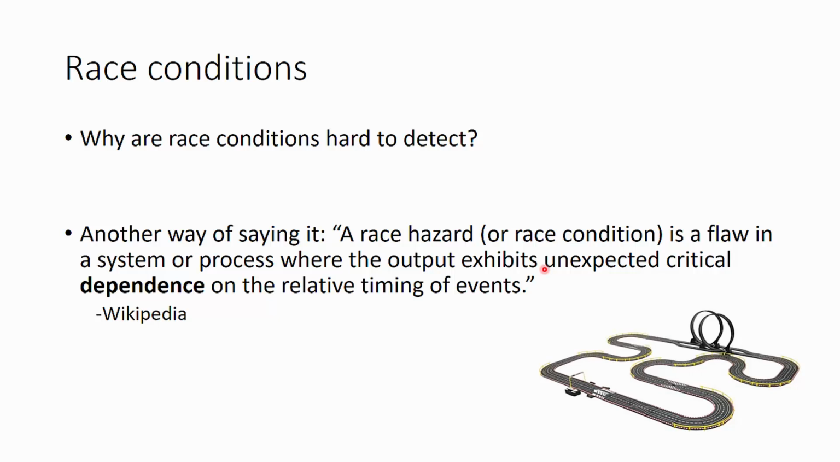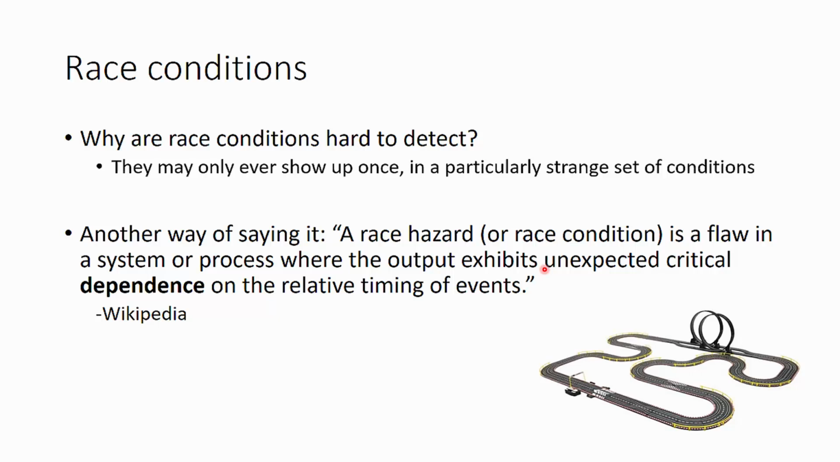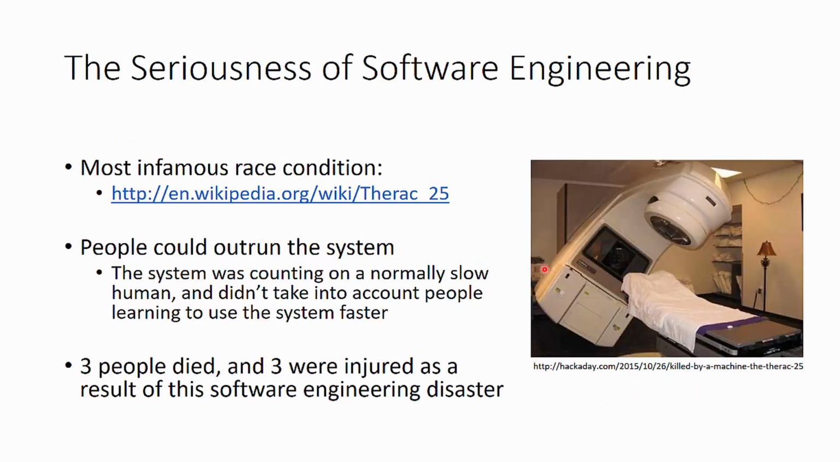Another way of saying this is the Wikipedia definition. A race hazard or a race condition is a flaw in a system or process where the output exhibits unexpected critical dependence on the relative timing of events. And it's something that you did not expect. That would be a race condition. Like I said, they might only ever show up once, and it might be a particularly strange set of conditions that causes it. One of the most infamous race conditions was caused by the Therac 25.